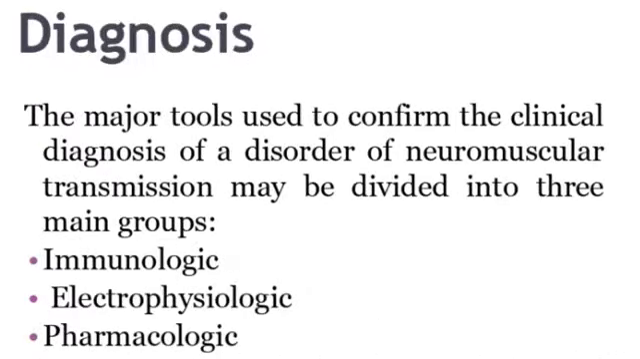Diagnosis: the major tools used to confirm the clinical diagnosis of disorders of neuromuscular transmission may be divided into three main groups: immunologic, electrophysiologic, and pharmacologic. Measuring serum antibody levels is often helpful. Acetylcholine receptor binding antibodies are found in 80 to 90% of patients with generalized myasthenia and 55% with ocular myasthenia. Antibodies to MuSK should be measured if acetylcholine receptor antibodies are not elevated. Normal antibody levels do not exclude the diagnosis.